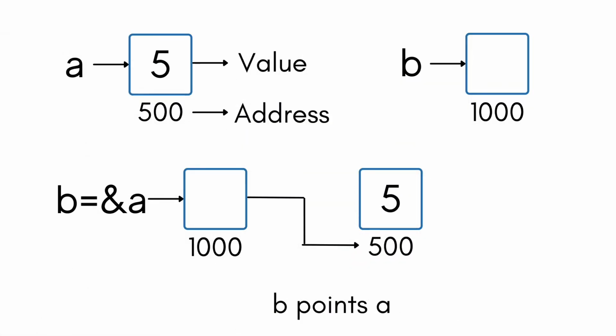As we already know that a pointer is like a variable, here you can see that A is a variable name and 5 is the value of A and 500 is the address of A. Here B is pointing to A. It means B is holding the address of A.